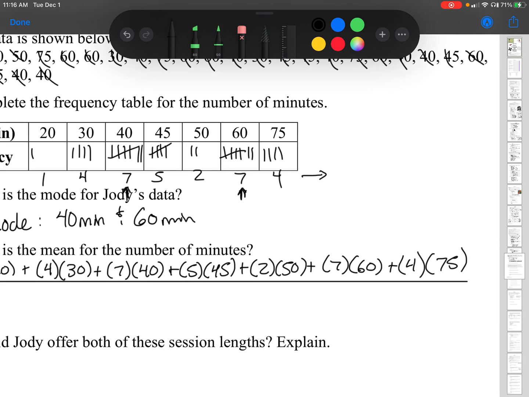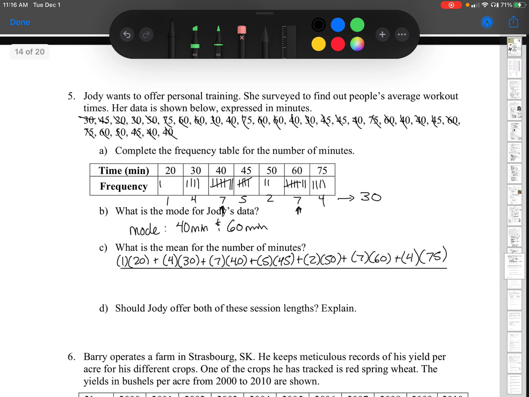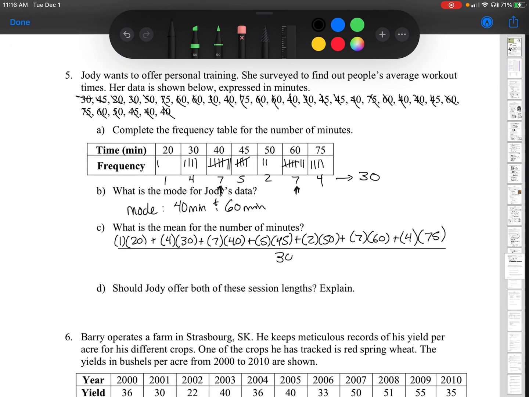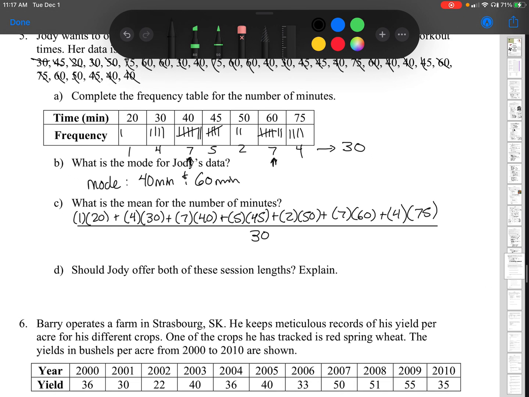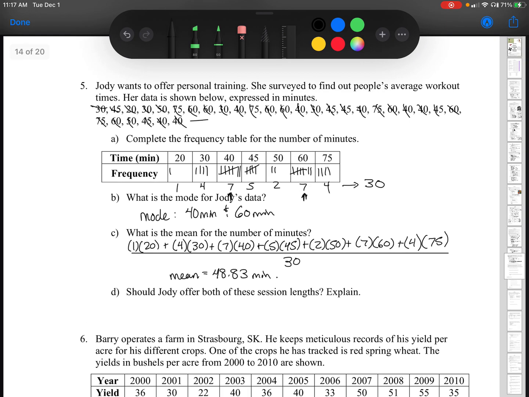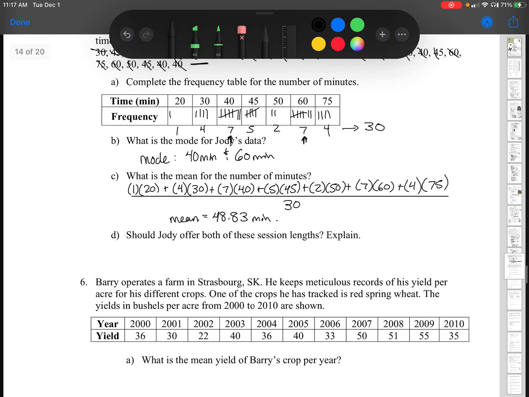Then all you do is add these frequency numbers all together. 1 and 4 is 5, 5 is 10, 17, 19, 26, 30. So she interviewed 30 different people, which means all you do is divide that by 30, like so, and that would give you a mean of 48.83 minutes. You could add all these guys up at the top here if you wanted. It's a little quicker to do it this way though. So we can see that the mean is 48.83 minutes and the mode is 40 and 60 minutes.